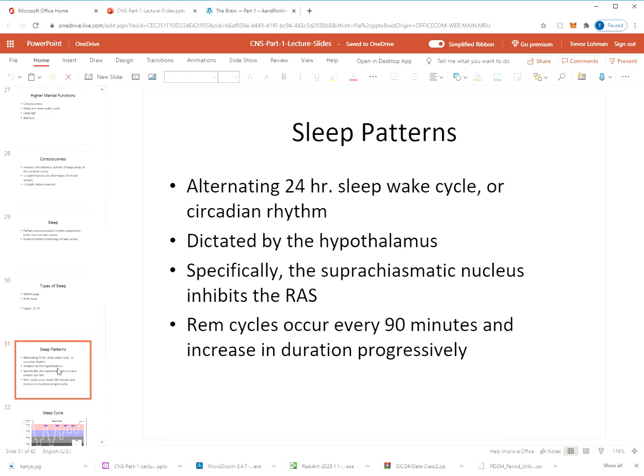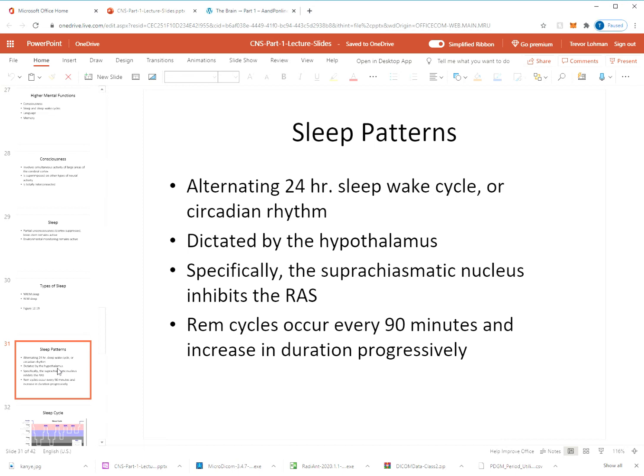There's this nucleus called the suprachiasmatic nucleus, so it's right above your optic chiasm. That's why it's called suprachiasmatic, and it inhibits your reticular activating system. And a part of that has to do, if you're just relaxed enough, it will inhibit your reticular activating system. But the pineal gland plays a role as well. When no light is coming into your eyes, your pineal gland, your epithalamus, starts to release melatonin, and that stimulates the suprachiasmatic nucleus, which inhibits the reticular activating system.